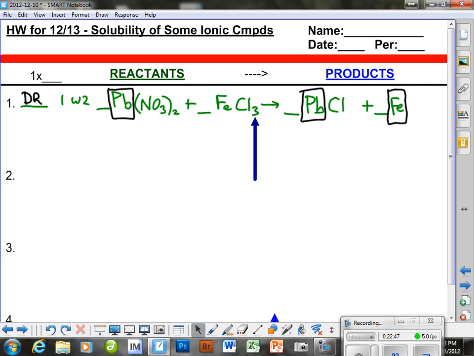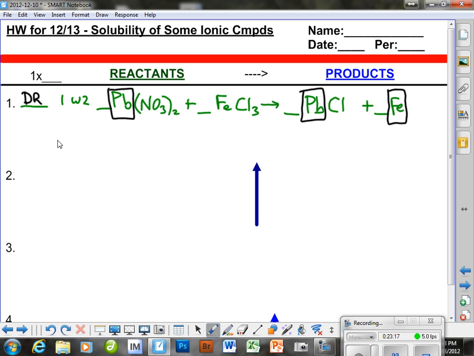Wrong. Wrong. No, don't do that. Here's how you do it. Watch and learn. Okay, what's the charge? You don't know what the charge on lead is because lead can be either a 2+ or a 4+. So how do we figure that out? That's the key to figure it out.